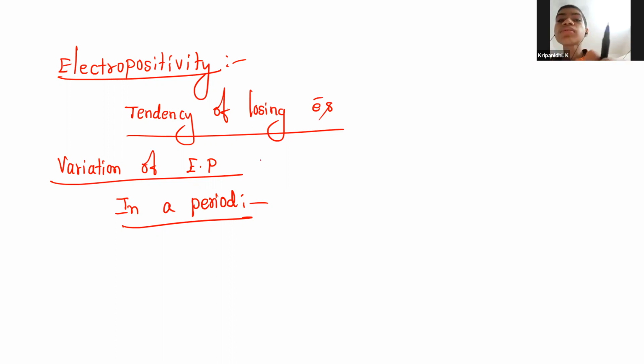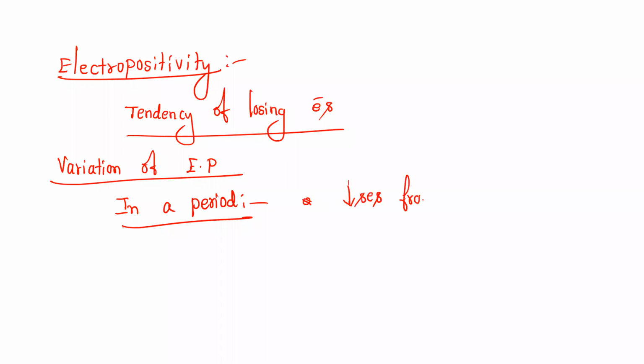Sir, tell me now. In a period, electropositivity decreases from left to right. Yes, it decreases from left to right, since atomic radius decreases. Same reason. So this electropositivity is nothing but metallic property.